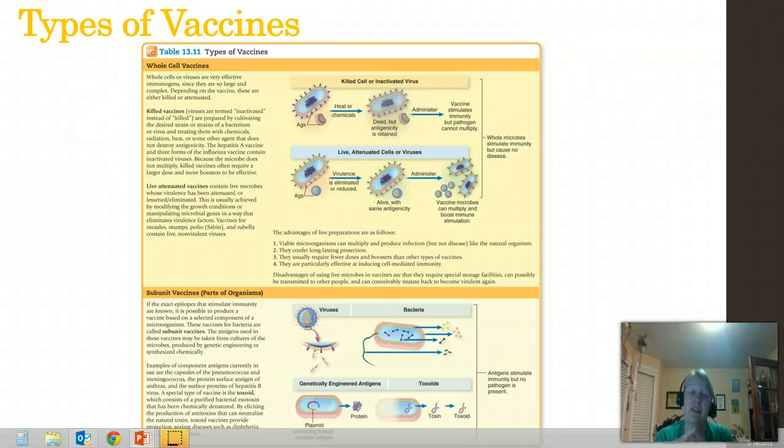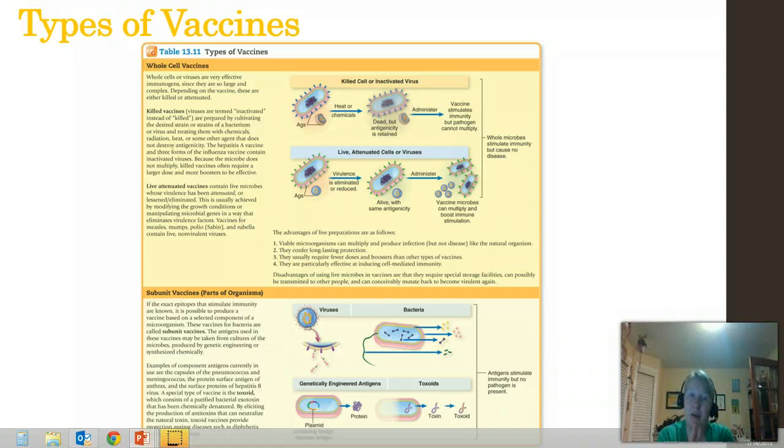The second type is live attenuated vaccines. This is where we take the pathogen and we essentially break it. We stop it from being able to cause the disease within the body, but it will still replicate within the body, creating an actually stronger immune response than with the killed.